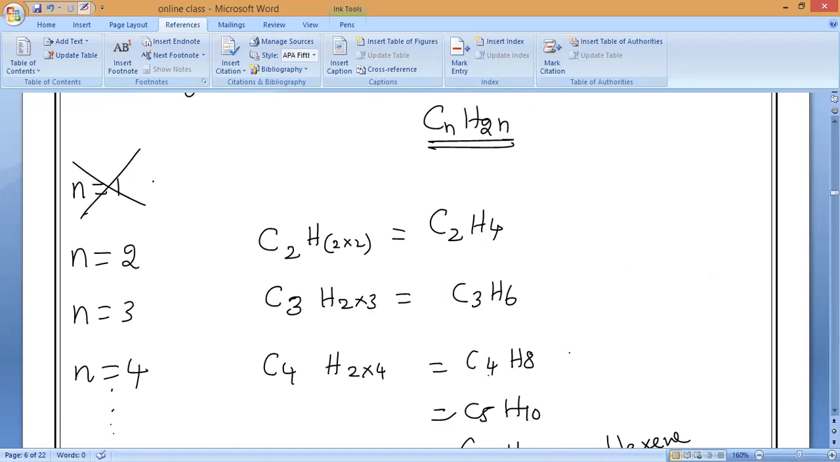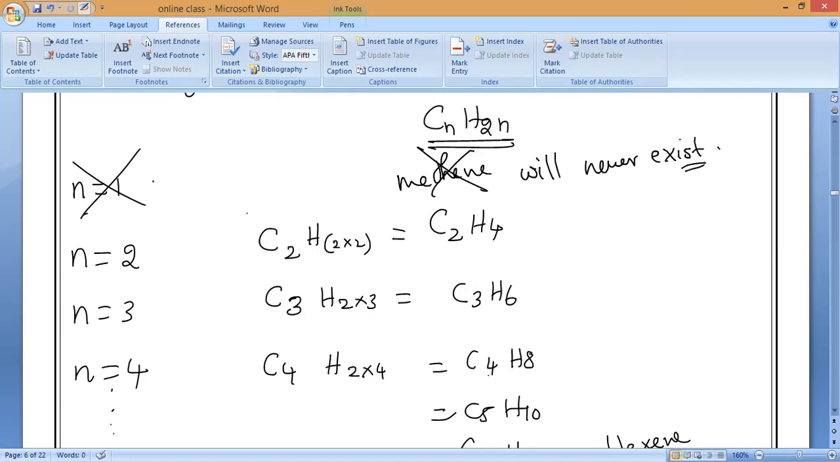Ethene, propene, butene, and pentene. Okay, so is there any methane here? Methane? No, sir. No, methane will never exist.